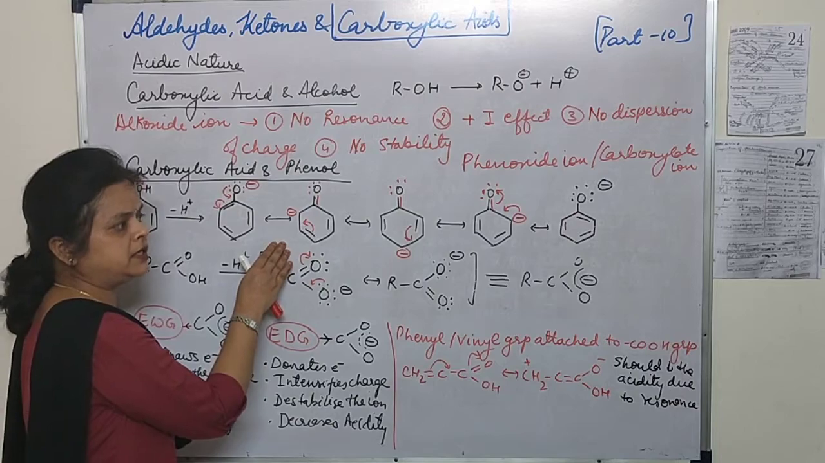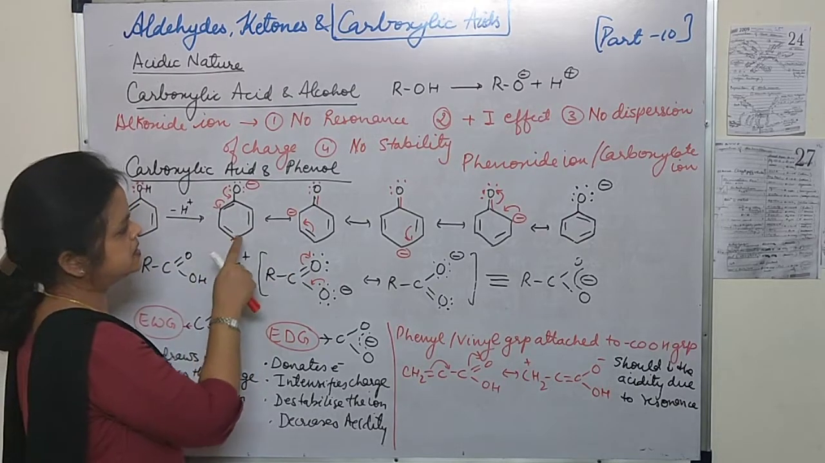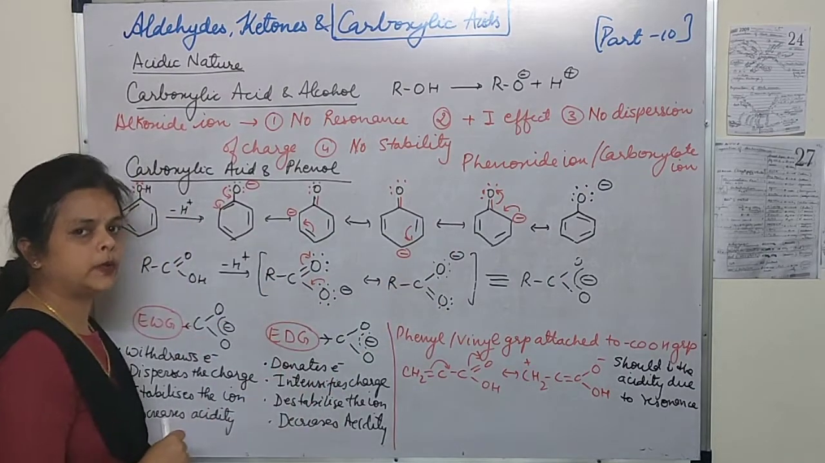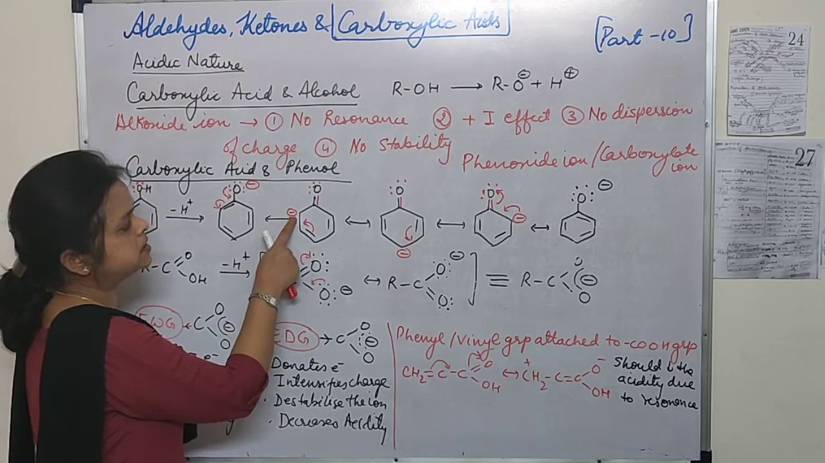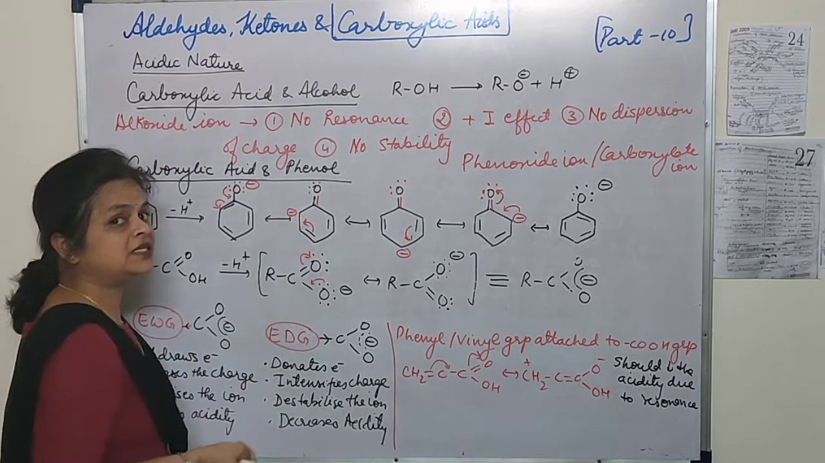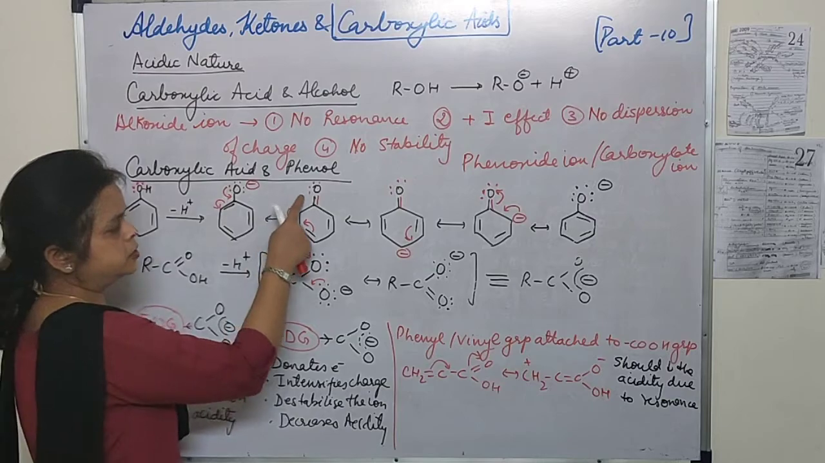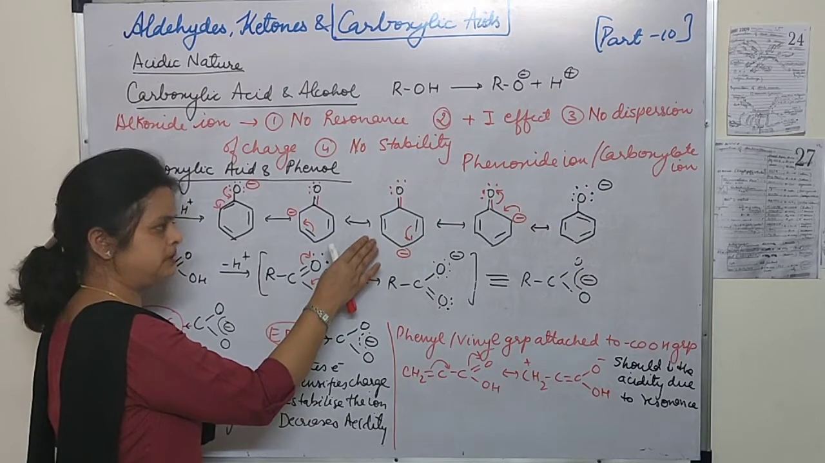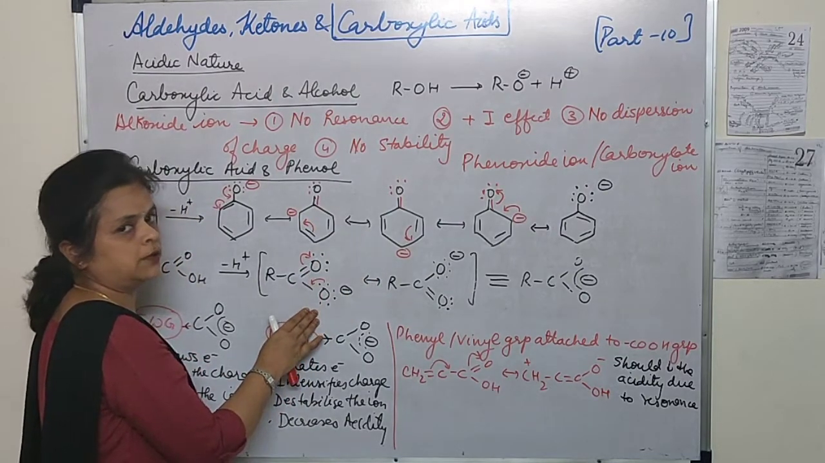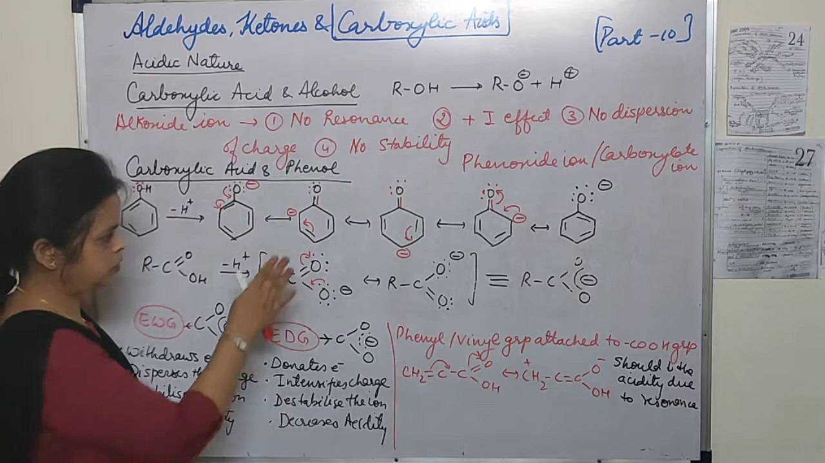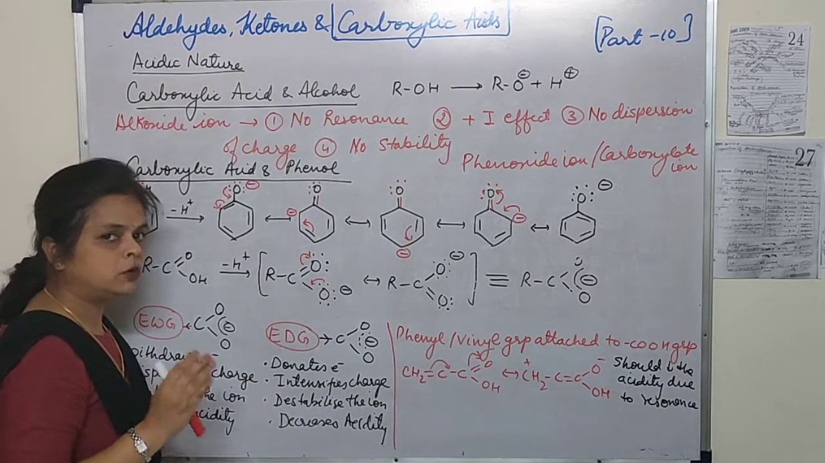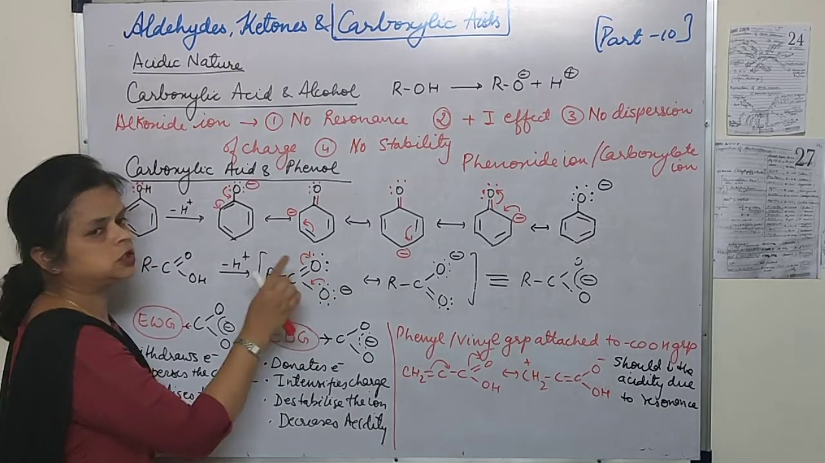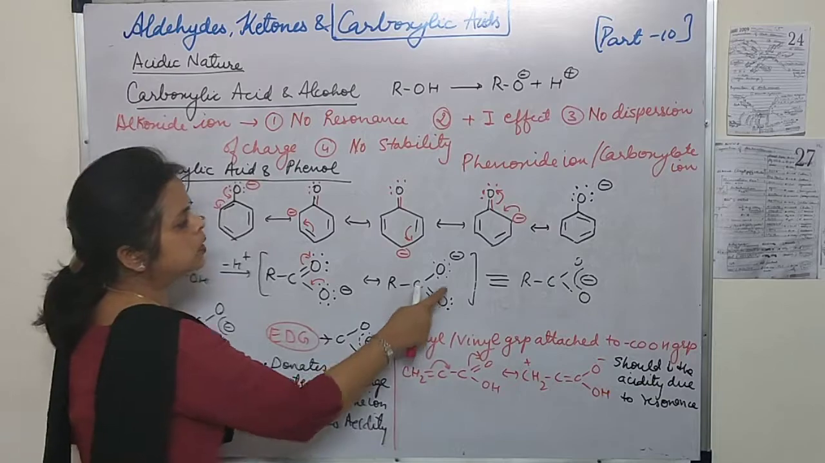Whereas when we compare it with the phenoxide ion, here we are saying that the resonating structures are not equivalent, and the negative charge is present on the carbon atom, which is less electronegative as compared to oxygen. So the contribution of these resonating structures is not that important as in the carboxylate ion. Okay, so you can write about this. And one more point: in this carboxylate ion, there is a delocalization of the negative charge on two oxygen atoms.